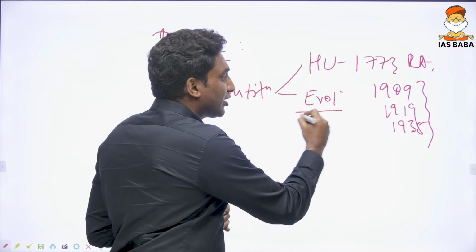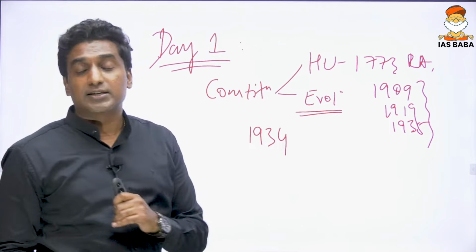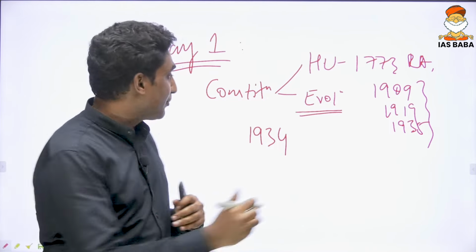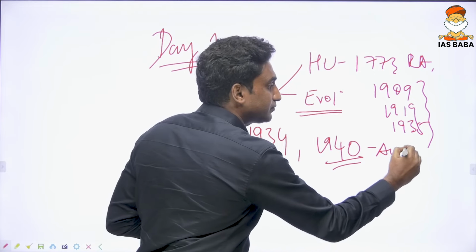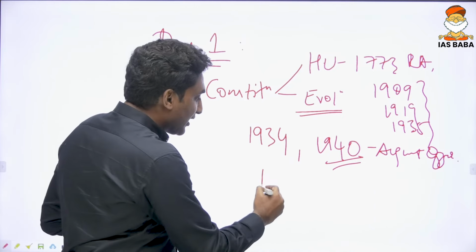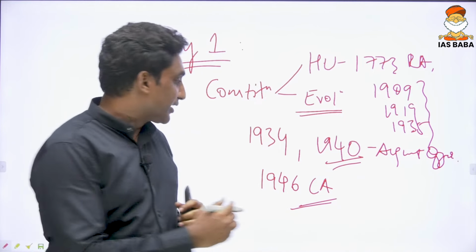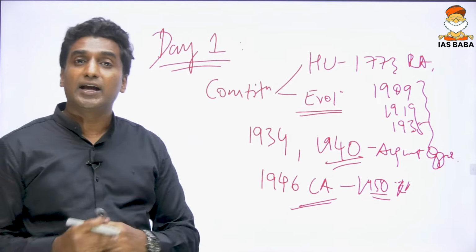Then the evolution of the Constitution starts with 1934 initially, where M.N. Roy comes up with this idea, and later it is backed up by Jawaharlal Nehru, and finally it gets approved in 1940 in the August Offer. Later, we see the Constituent Assembly coming into the picture in 1946. So, from here till it gets adopted in 1950, this is what you see in the evolution of the Constitution. Clear? Still till 1950. So, this is the difference between the historical underpinnings and evolution of the Constitution.